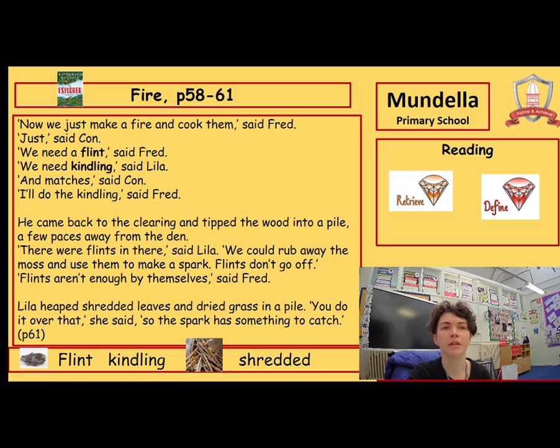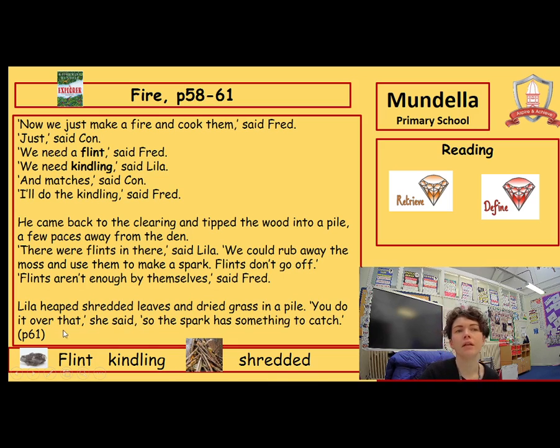Okay, Year 5, we are now going to go through the answers to my question about the vocabulary. What is a flint? What is kindling? And what do you think shredded means? So a flint, and I've located it in the text here, is a type of stone that when you rub them together creates a spark, which of course could be very useful in creating a fire. The kindling is a type of wood, as you can see here, found in the rainforest or any wooded area, which along with the spark created from the flint would help to feed the fire.